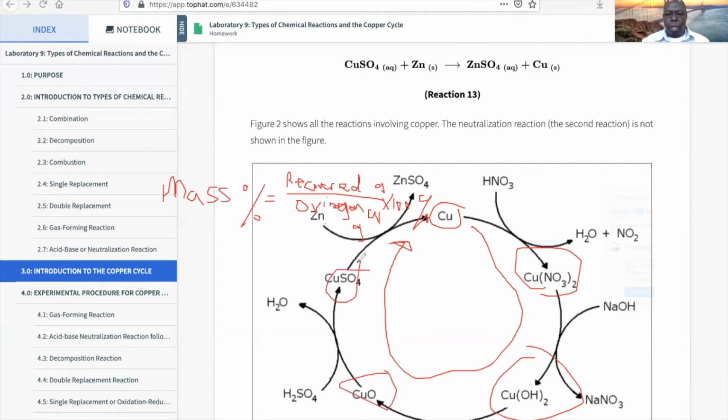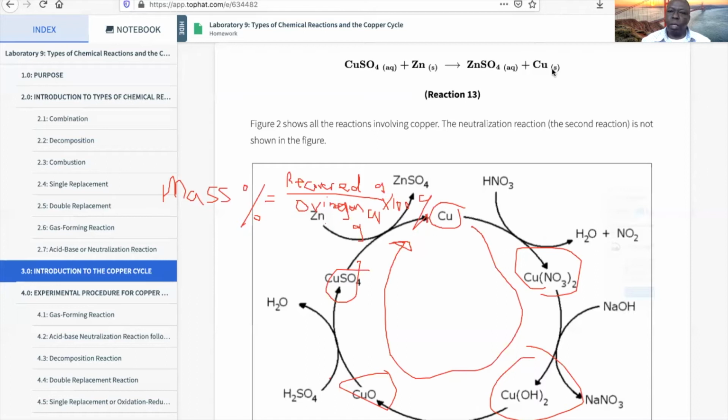In this circle, it doesn't state whether copper is in aqueous form, whether it is in liquid state, whether it is in gaseous state. You got to be able to look at the equation. For example, in the last equation here, equation 13, copper is in form of what? It is in form of solid state.